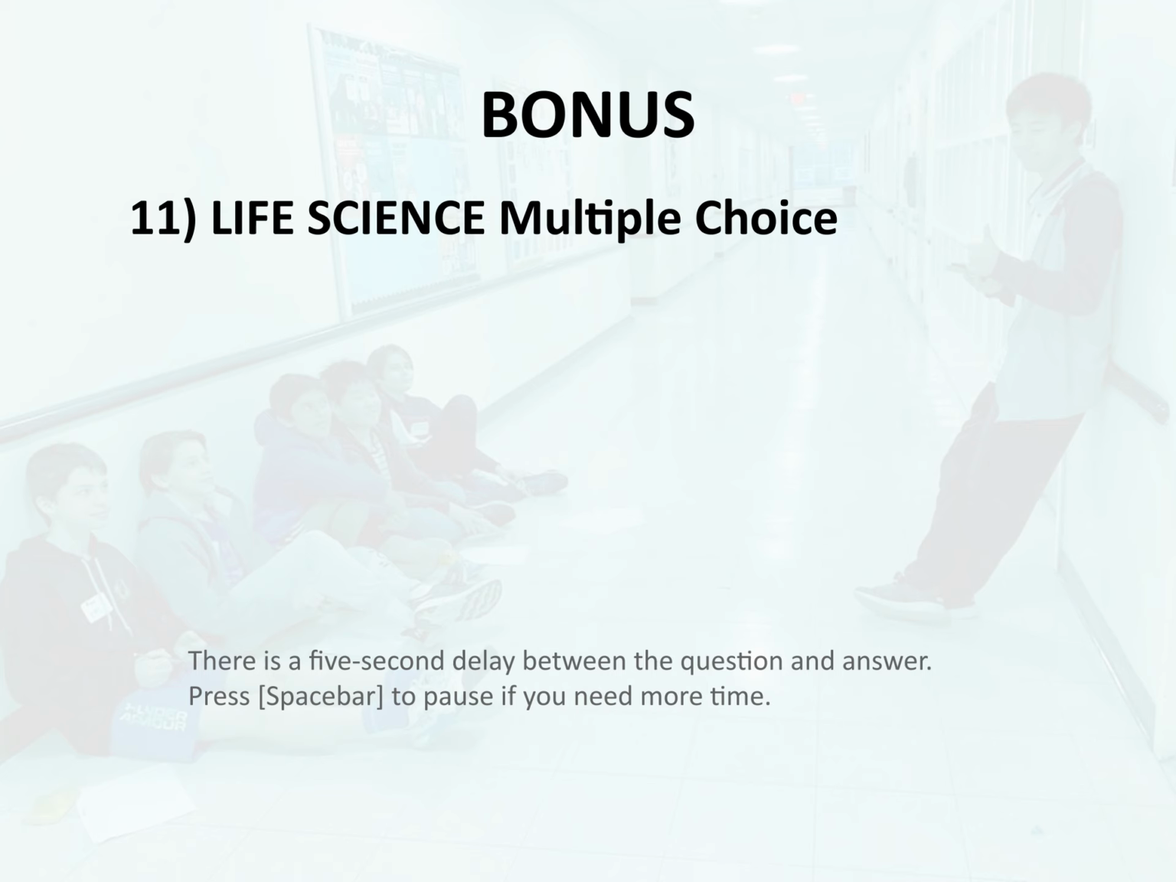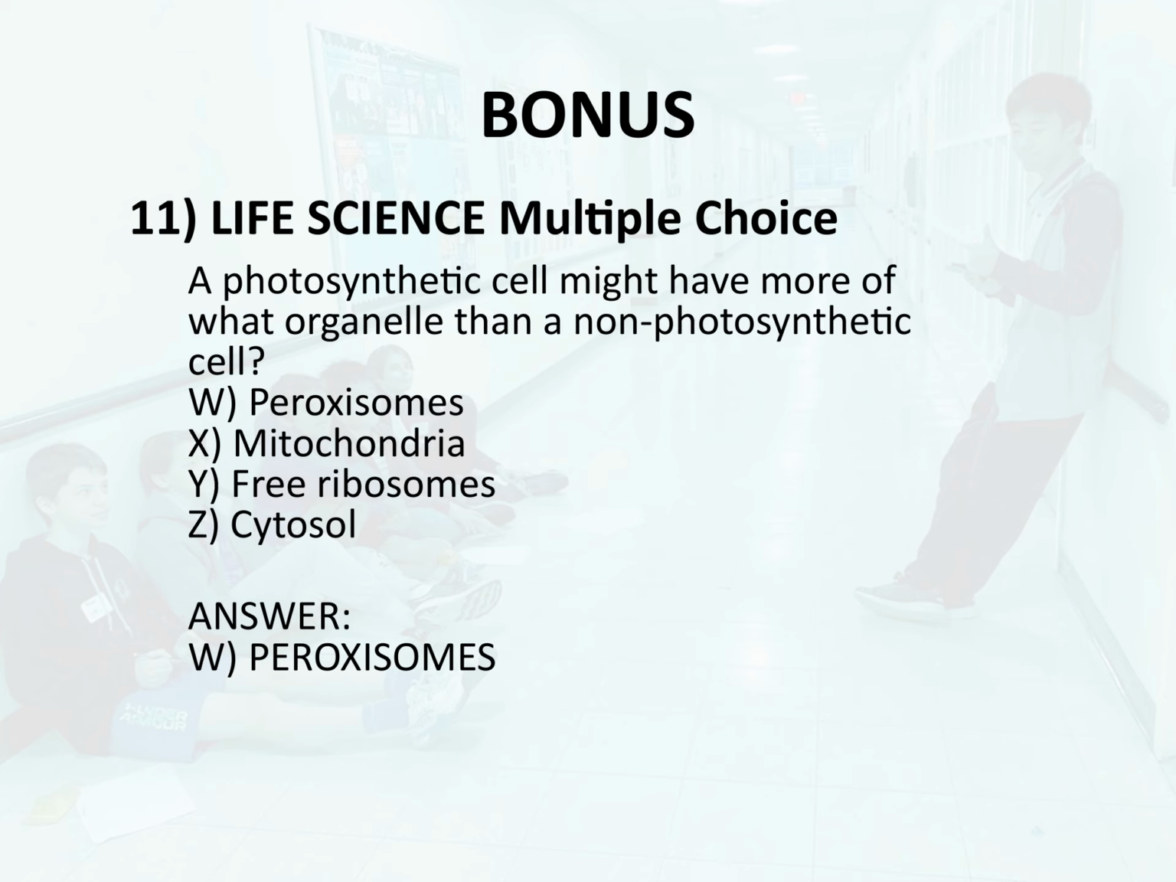Bonus 11. Life science. Multiple choice. A photosynthetic cell might have more of what organelle than a non-photosynthetic cell? W. Peroxisomes, X. Mitochondria, Y. Free ribosomes, Z. Cytosol. Answer. W. Peroxisomes.